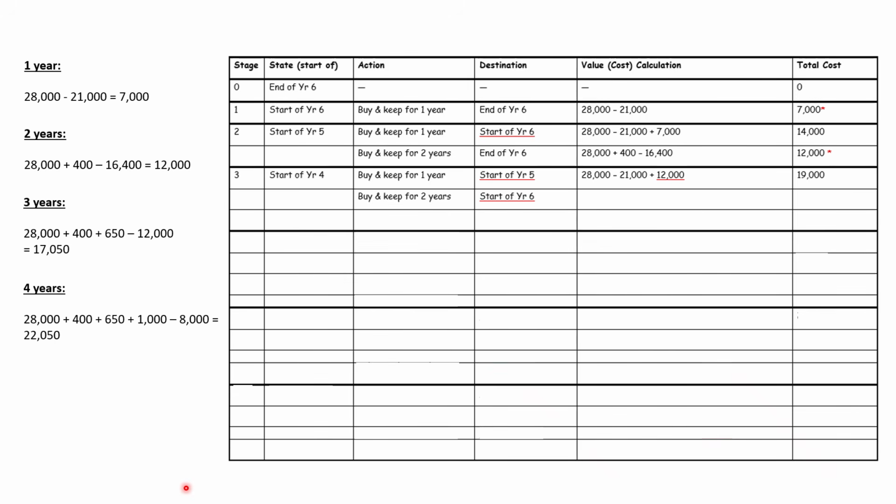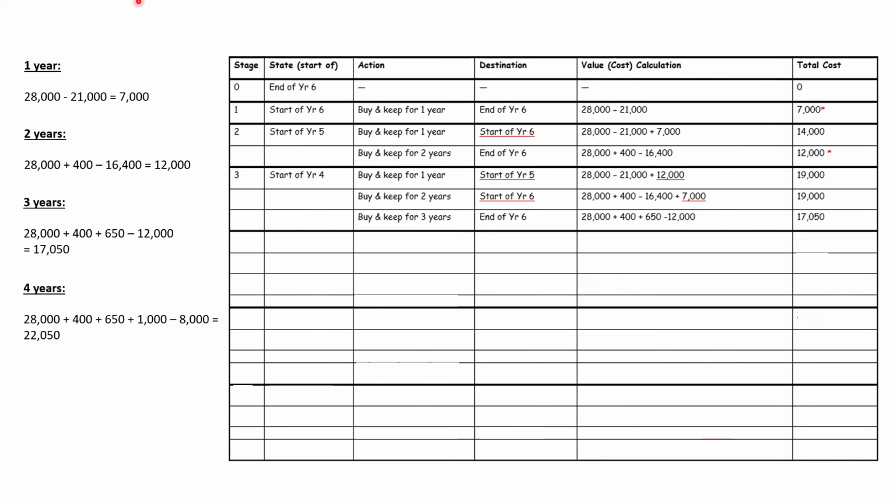Equally, you could buy something and keep it for 2 years. That would bring us to the start of year 6. Start of year 6, our optimal value is 7,000. So if you have 2 years, that's 12,000 plus our 7,000. And that gives us a 19,000 as well. Or you can buy it and keep it for 3 years, which will bring it to the end of year 6. And remember, at the end of year 6, there's no cost to it. So if we keep it for 3 years, that gives us our 17,050. So you don't need to keep showing all these calculations.